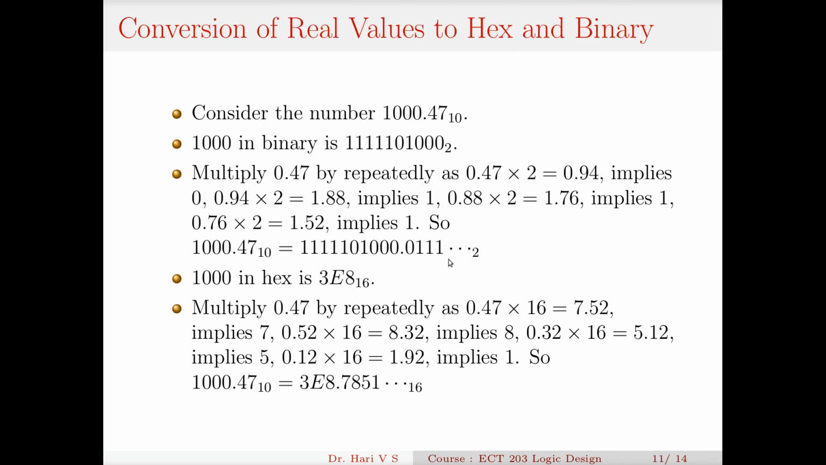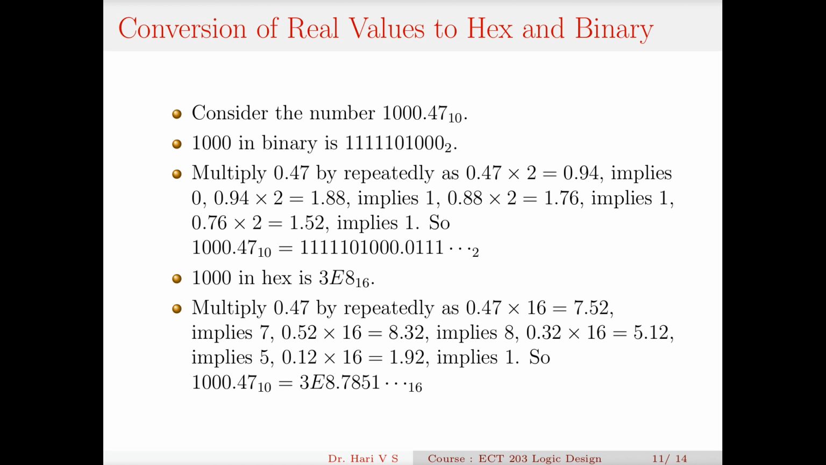And what if you have a decimal point also? In the decimal point part, you have to do multiplication rather than division, that's all. If you have a number like 1000.47, the 1000 part, the binary part, you have just computed, and for 0.47, the decimal part, the binary part corresponding to 0.47 needs to be computed. What you have to do is repeatedly multiply rather than dividing, because it's a fraction part.